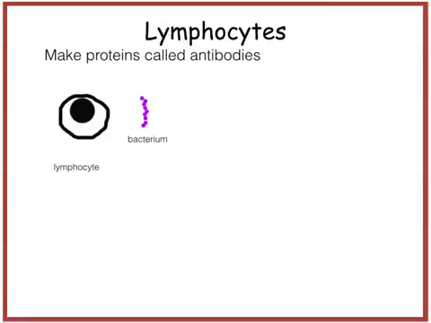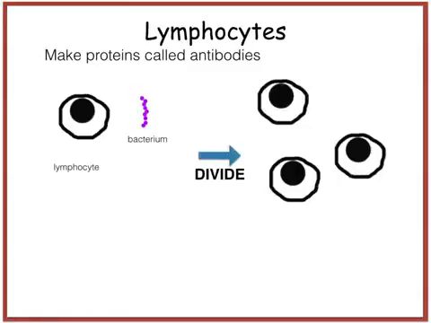So if a pathogen, for example, a bacterium, enters the body, it's going to meet a large number of lymphocytes. One of these may recognize the pathogen as being something that its antibody can destroy. So this lymphocyte starts to divide rapidly by a process called mitosis. So it makes a clone of lymphocytes just like itself.